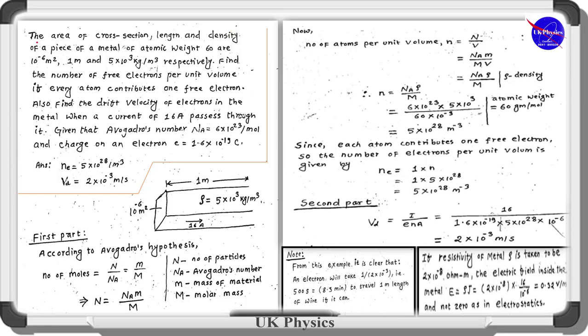In the question we have been given the area of cross section, that means 10 to the power minus 6 meter square, and the length as 1 meter, and the density of a piece of a metal, which is 5 into 10 to the power 3 kg per meter cube, of a piece of a metal of atomic weight. We are also given the atomic weight of the metal, which is 60. It is 60 gram per mole, we can read.